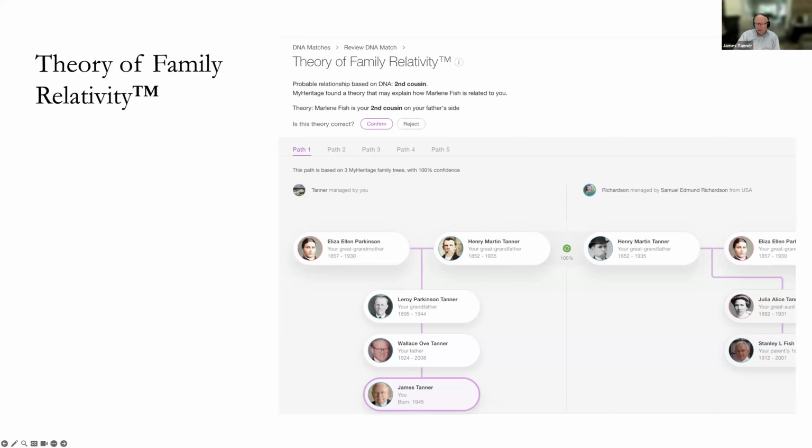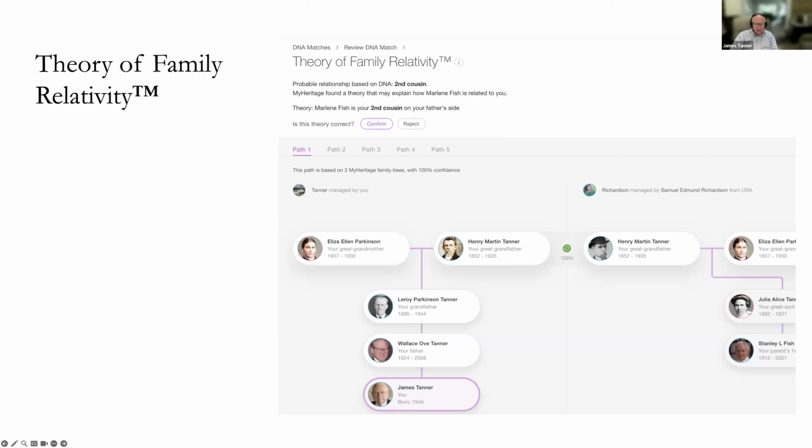Then over on the right-hand side, it shows the descendancy chart through people who are calculated, through DNA, to be related to me on this line. So now it's shown me all of the people who are descendants in that family, and how we're related. We both have Henry Martin, Eliza Ellen Parkinson and Henry Martin Tanner as our great-grandparents or great-great-grandparents. This is something that is being calculated constantly as more information comes in.